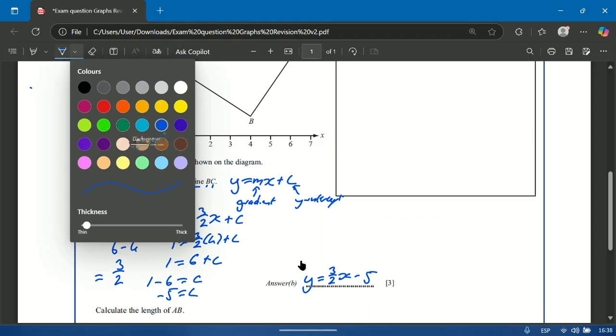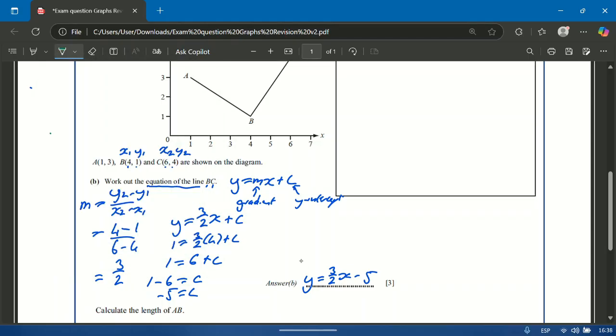But if you want to check it, we can do it all again and use these coordinates. So in this coordinate, y is 4, so instead of 1, I'm going to put 4. 3/2 x, and if y is 4, x is 6. So we do the same. 6 divided by 2 is 3. 3 times 3 is 9. Move the 9 to the other side. 4 minus 9, c is minus 5. We know we got it right.